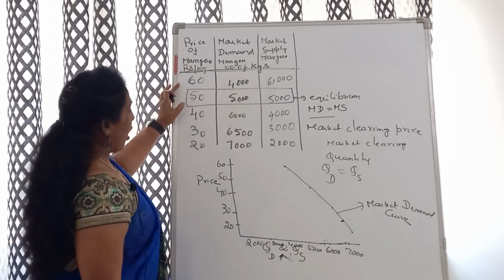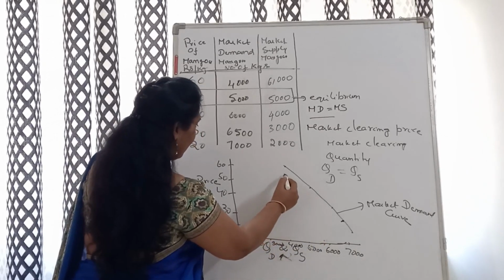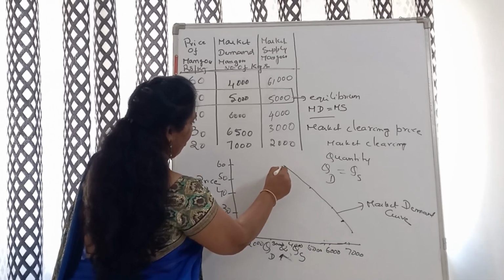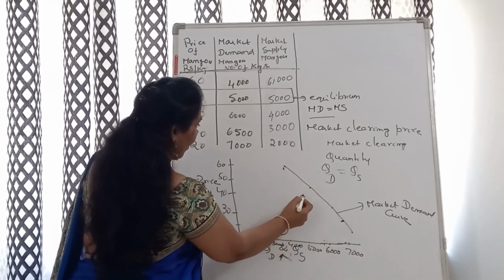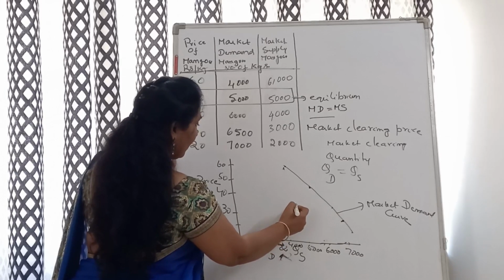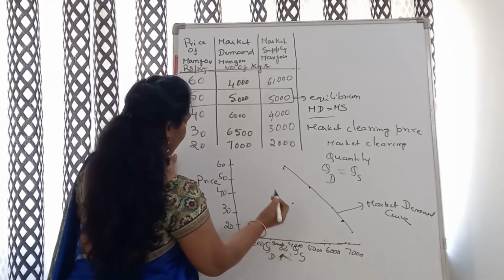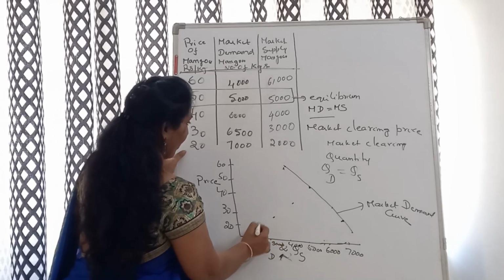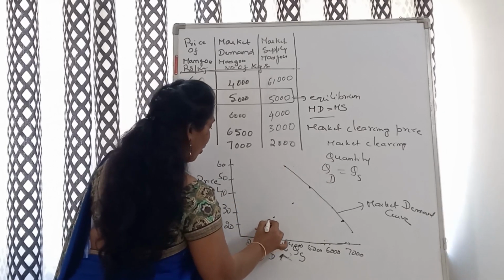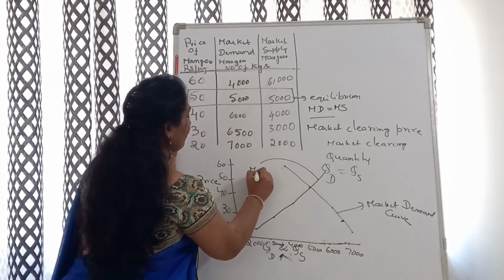Similarly, if we plot the market supply curve, at 60 the supply is 6000, which means this is the point. At 50, 5000, this is the point. At 40, 4000, this is the point. At 30, 3000, this is the point. At 20, 2000, this is the point. If you join these points, you will get the market supply curve. This is the market supply curve, MS.